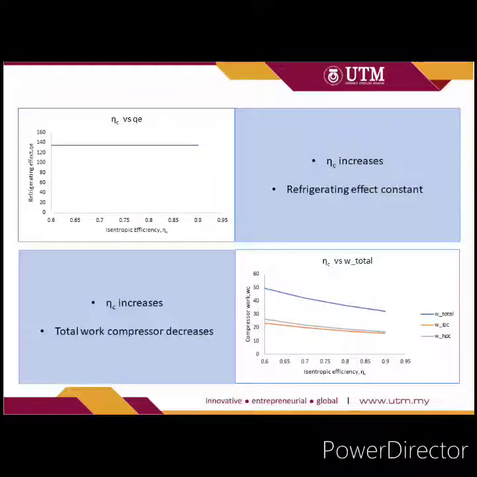As we see from the graph, the blue line indicates the total work compressor, the gray line indicates the high pressure compressor, and the orange line indicates the low pressure compressor. So, as the low pressure and high pressure compressor work decreases, it results in the total work compressor also decreasing.